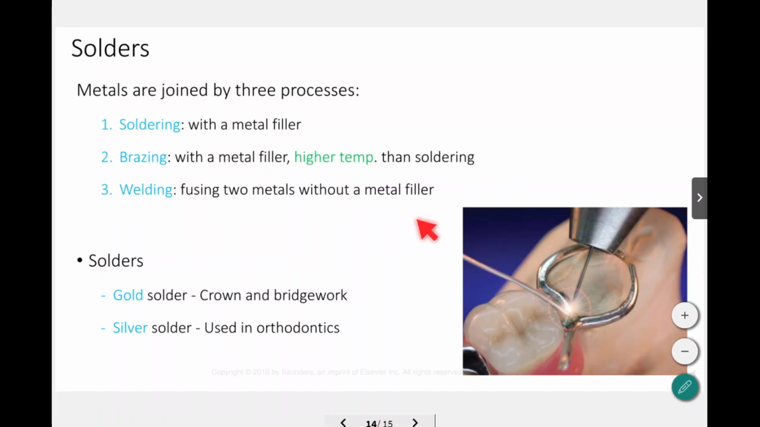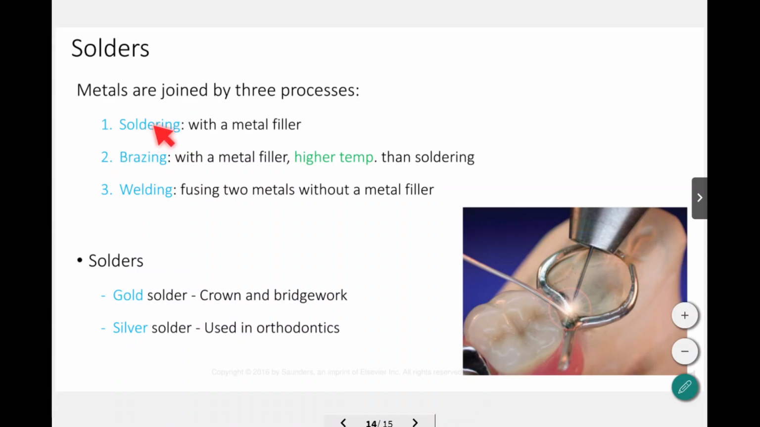Okay, moving on. Solders, that's another part of, since we're talking about the metals. Yeah, so this is technically how to join two metals together. We have three ways in dentistry to do that. We have soldering, we have brazing, and we have welding. So the main difference is that soldering and brazing both need a metal filler. So you cannot just put one metal to another and fuse it together. You need a filler with these two techniques.